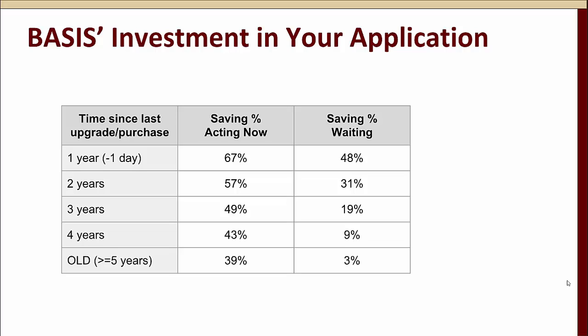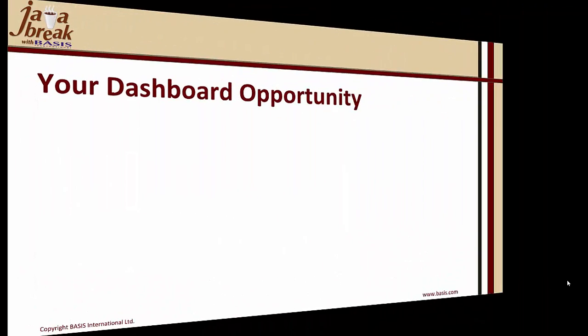If your license is really old, perhaps never been on SAM or Software Asset Management, or it's expired for a long time, there's still almost a 40% saving by acting now. And of course, if you wait until after the promotion period has expired, until after October 1, you will still receive a saving, although it will be greatly reduced to a 3% saving. So, act now and take advantage of Basis's investment in your application development.